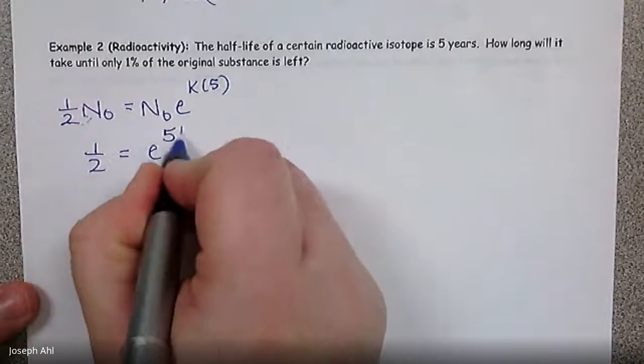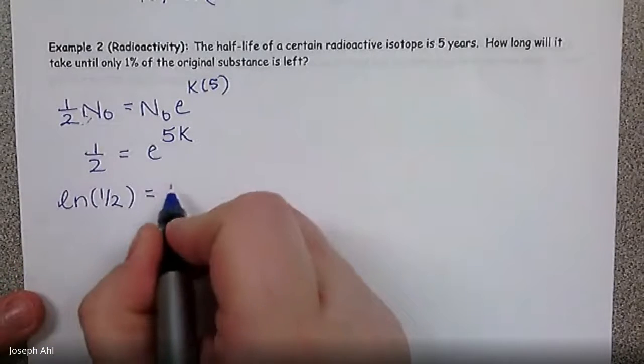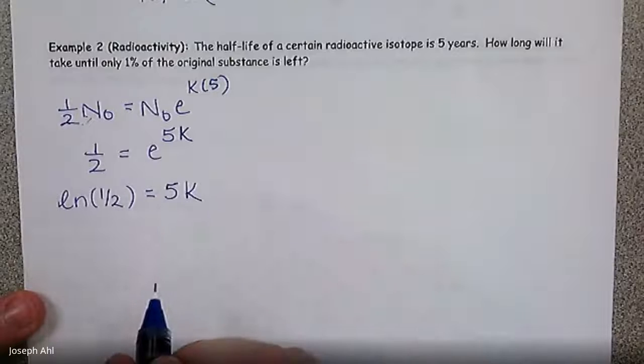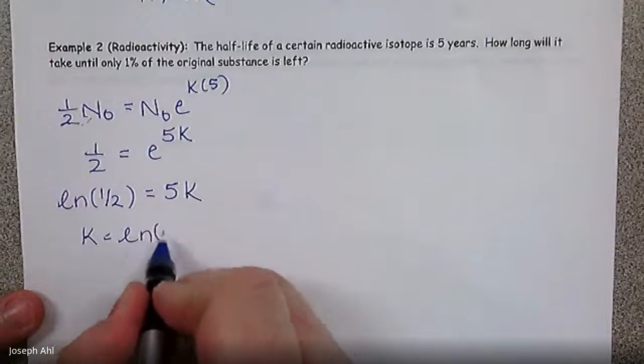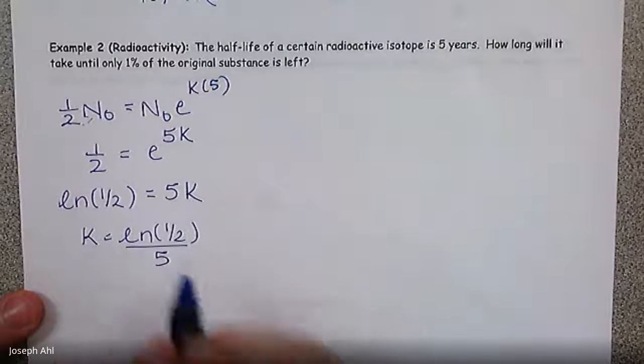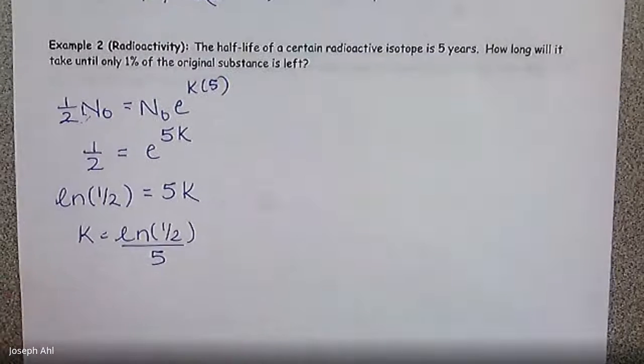So if 1/2 equals e to the 5k, we get a really quick ln and ln on both sides. So ln of a half equals 5k. And then k equals ln of a half divided by 5. And I know you might be used to other ways, and again, especially from chemistry, I know you deal with half-life, so there are other algebraic ways of solving this, but this is definitely the approach I'd like you to take based on what we've talked about in this unit.